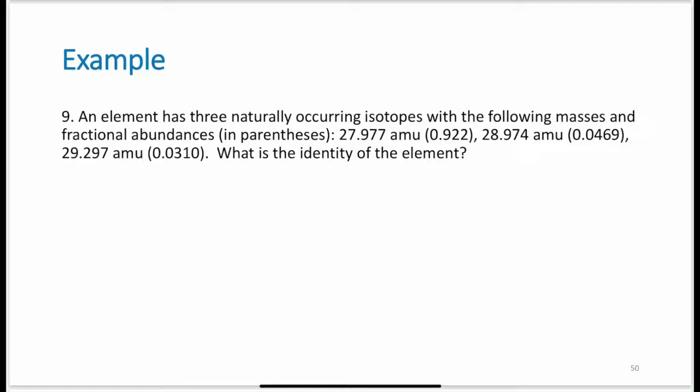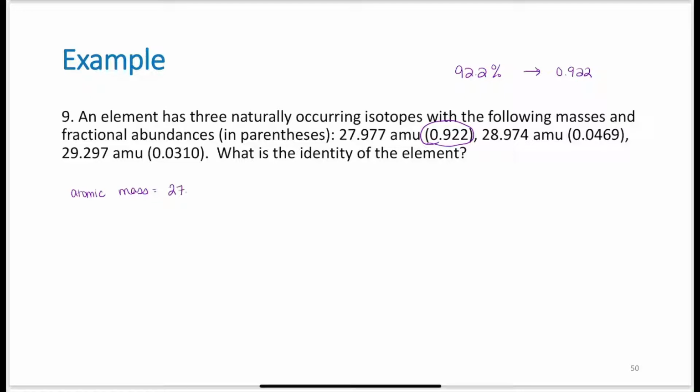Well, to figure out your atomic mass, you're going to take the AMU, or the mass of the isotope itself, and multiply it by its fractional abundance. If these had been presented in percent form, so if this said 92.2%, you would have to put it back into fractional form. So make sure you're comfortable transferring between percent and fractions.